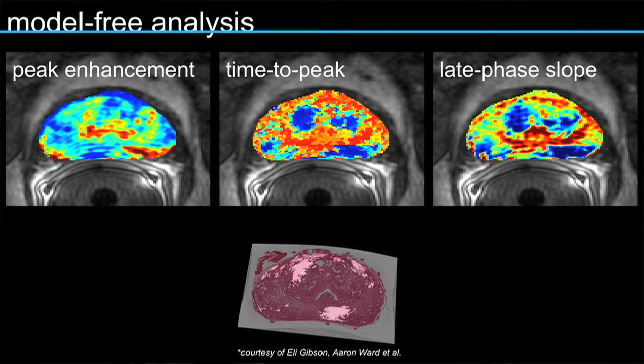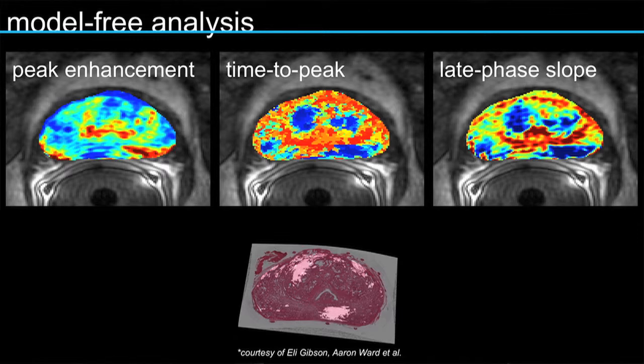But just to squeeze this in, we can do some very preliminary analysis on these raw signal intensity versus time curves. We don't make any assumptions of contrast uptake mechanism. We simply look at things like peak enhancement, time to peak enhancement, or late phase slope. And the reason I'm showing you these images is because they're relatively simple to calculate, and we have a roughly co-registered whole mount histology slide here that I showed earlier.